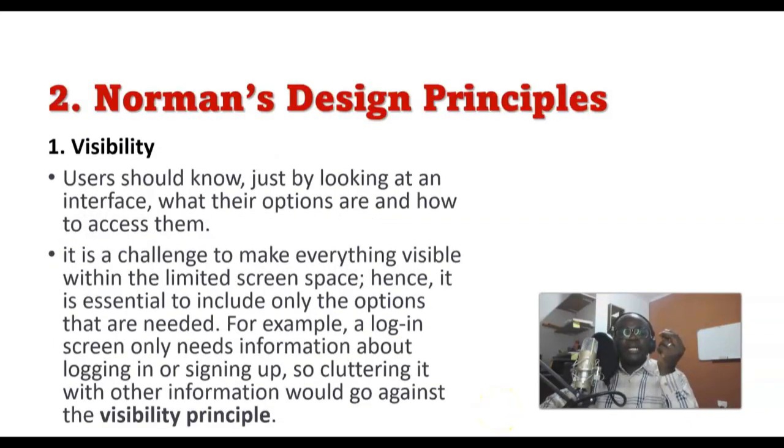And so the six principles that revolve around this idea are as follows. Number one, it is about the principle of visibility, okay? Users should know just by looking at an interface what their options are and how to access them. It is a challenge, of course, to make everything visible within a limited screen space. You can't put every button, every label, every caption there. So here the principle is, it is important to only include options that are really needed, that are really essential. So out of the range of options you may have of what you want to include in the design, only make those which are essential visible for that particular screen.